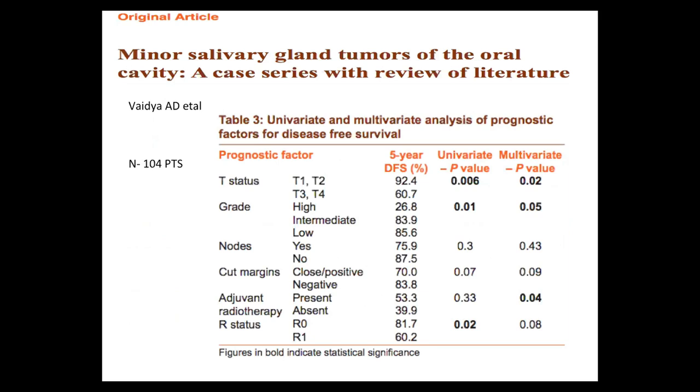So we started with a sample size of 77. This was a paper done from our own hospital, with a sample size of 104 patients. The data analyzed was from 1990 to 2004. They did a univariate and multivariate analysis for the MSGs. And they found that on a multivariate analysis, T stage, that is tumor stage, T3, T4 did worse than T1, T2. It was a significant prognosticator. So was the grade. So was the adjuvant radiotherapy.